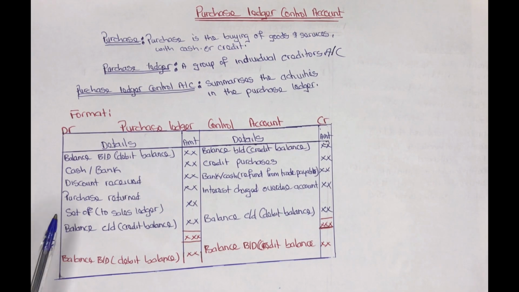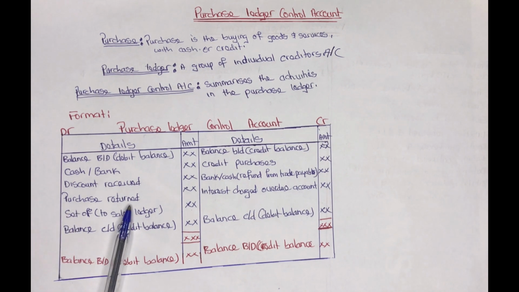Discount received is mostly on purchases. When you purchase goods and you receive a trade discount, we call it discount received. And then purchase returns: when the goods are purchased and, because of some fault, the business returns the goods back to the supplier. And then we have set-off to the ledger account. These are goods that were taken and maybe transferred to the sales ledger.